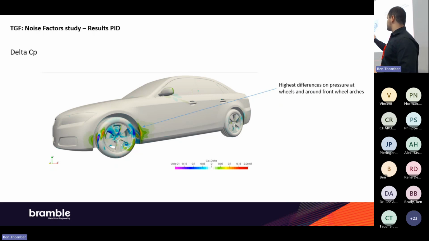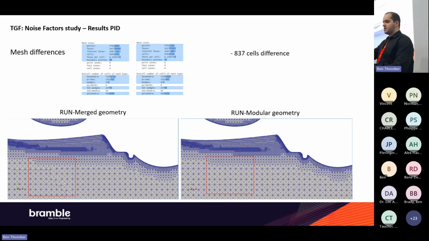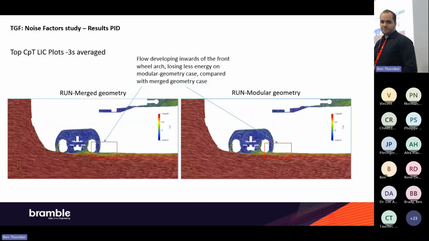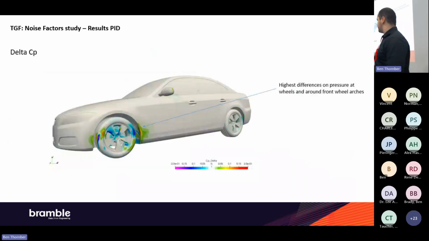And the main impact was in this region on the wheels, in the front wheel arches and wheel house. Having a look at the flow field, the main difference was in the inflow inward behind the tires, which changed the separation point and basically the total energy flow from this region, which correlates with the difference encountered between the two cases.